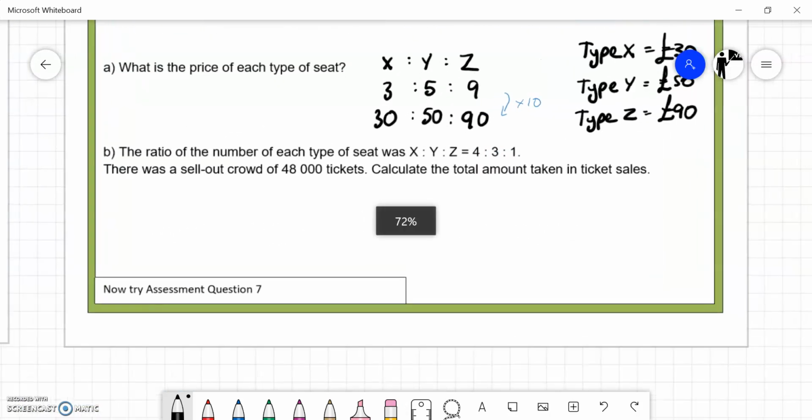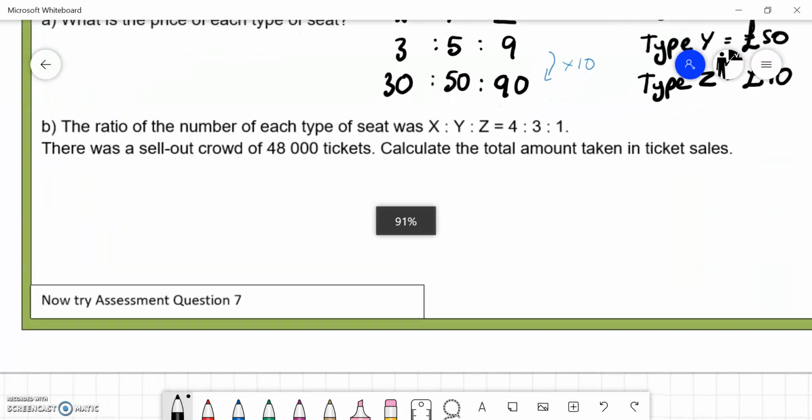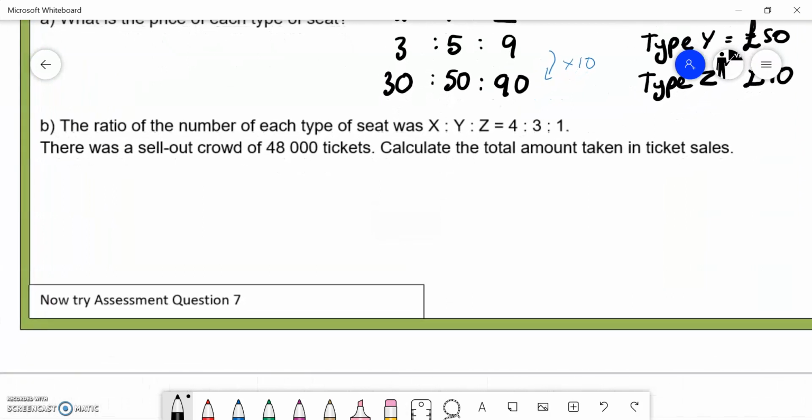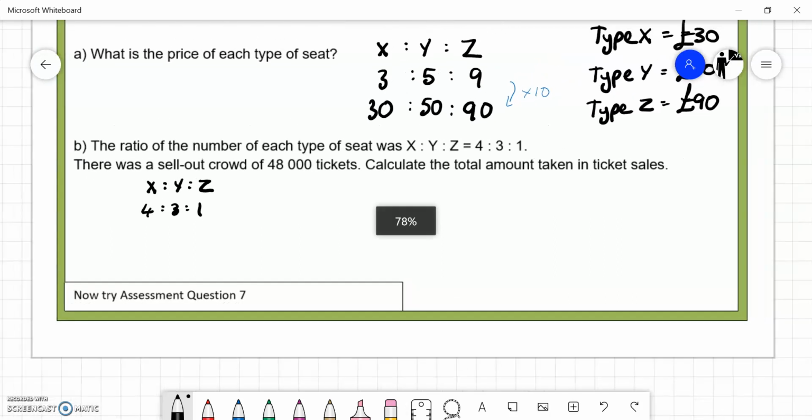Okay, part B. The ratio of the number of each type of seat was 4 to 3 to 1. So there were more cheap seats than middle seats than expensive seats. So I'm just going to do this again. So X to Y to Z, the ratio was 4 to 3 to 1. There was a sellout crowd of 48,000 tickets. Calculate the total amount taken in ticket sales.